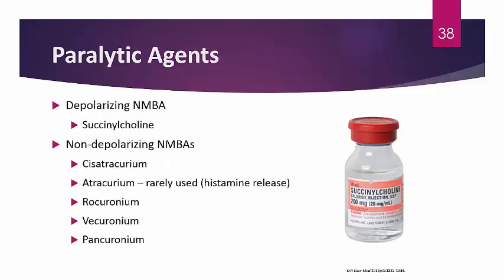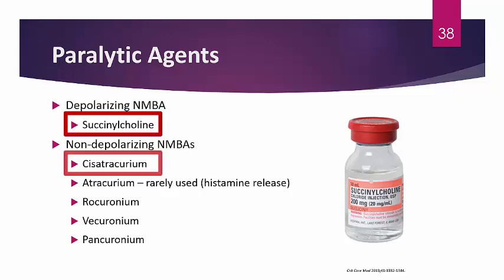So now we're going to talk about the paralytic agents. We're going to primarily focus on a few main paralytic agents. Paralytic agents are mainly broken up into depolarizing NMBAs and non-depolarizing NMBAs. There's only one depolarizing NMBA that we commonly use, and that's succinylcholine. That's one of the main neuromuscular blocking agents that we actually use. The other main neuromuscular blocking agents that I've seen personally in practice are cisatracurium and rocuronium. It doesn't mean that the other ones aren't used.